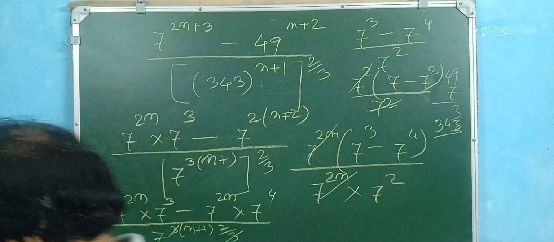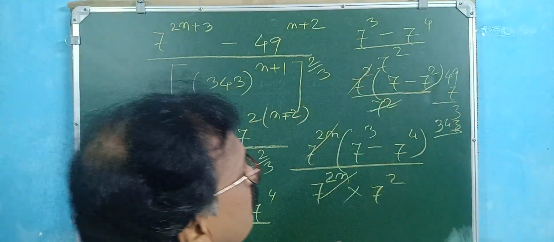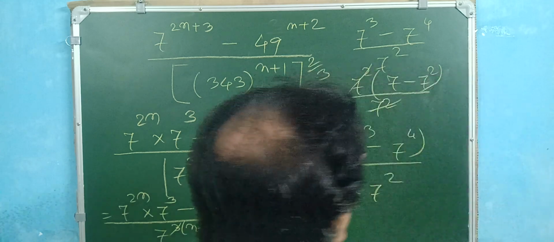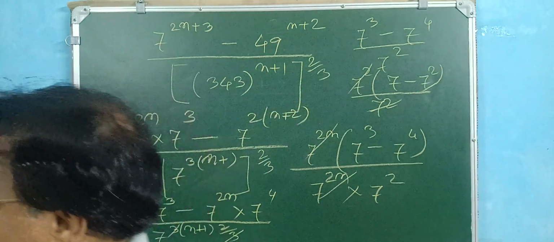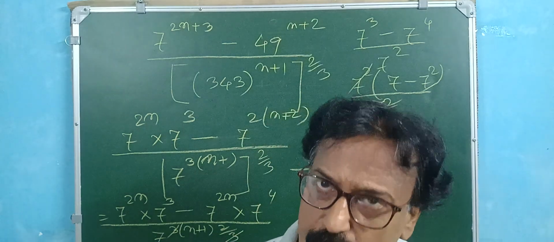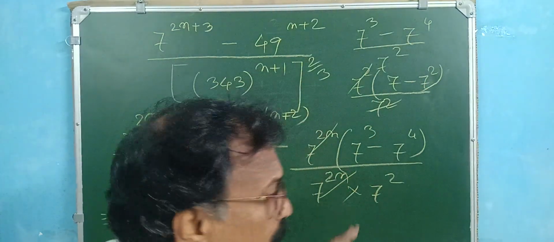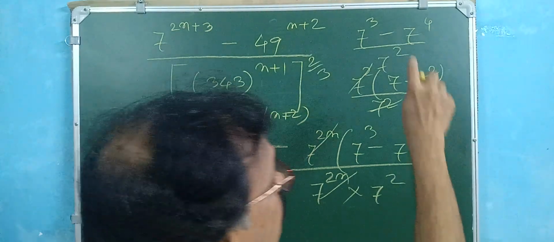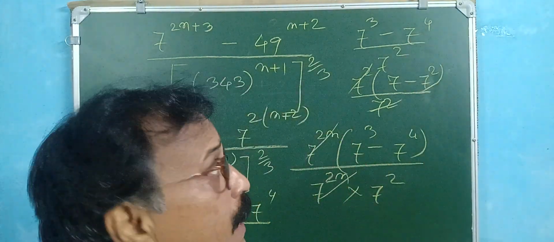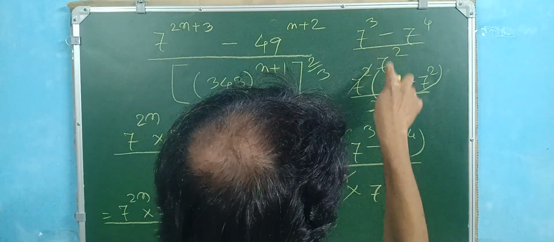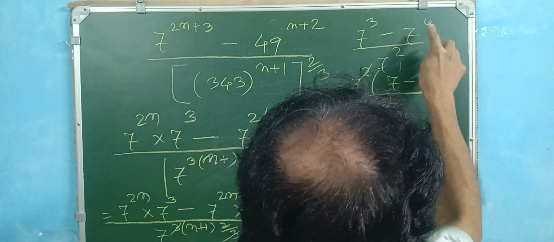Okay. This is very interesting. You cannot calculate this. This 7 to the power 3, 7 into 7 into 7, now minus 7 to the power 4, 7 into 7 into 7 into 7, you just do not calculate. In case of indices and power, 7 to the power 3 means 7 into 7 into 7, 7 to the power 4 means 7 into 7 into 7 into 7. And the lower part is 7 square, just to make it common. So 1 7 is left and here 2 7s are left.